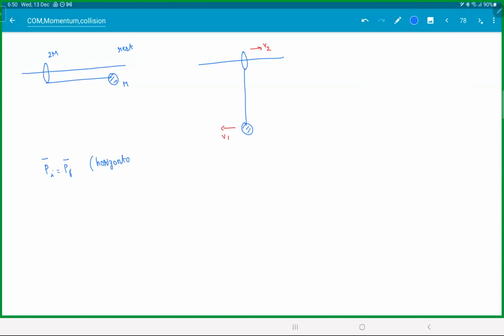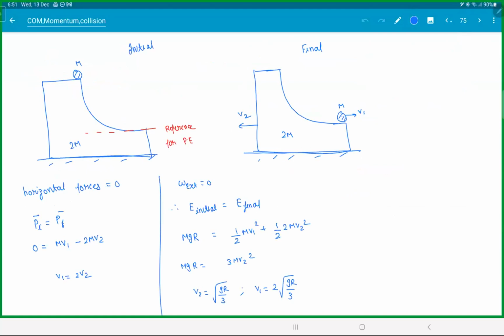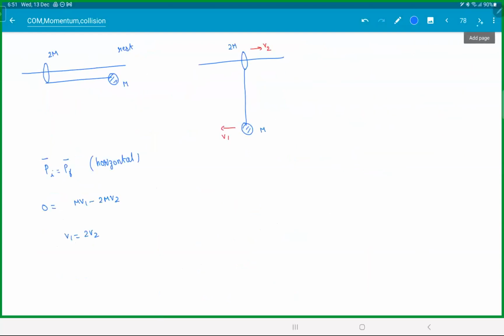Now, just look at the equations. Forget about the diagram. Look at the equations. Initial momentum 0. Final momentum is mv1 minus 2mv2. v1 is equal to 2v2. Isn't the equation same? That's what I said. Both the problems are identical. I just gave a ring and a thread. There I gave a wedge.